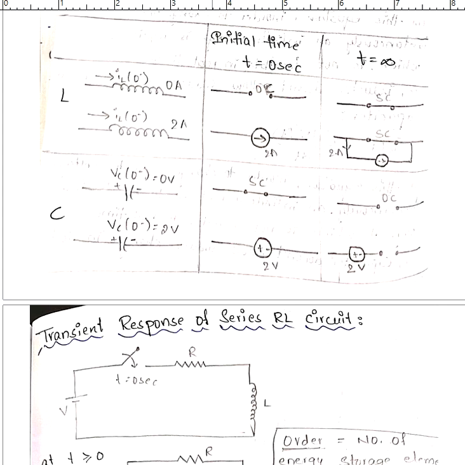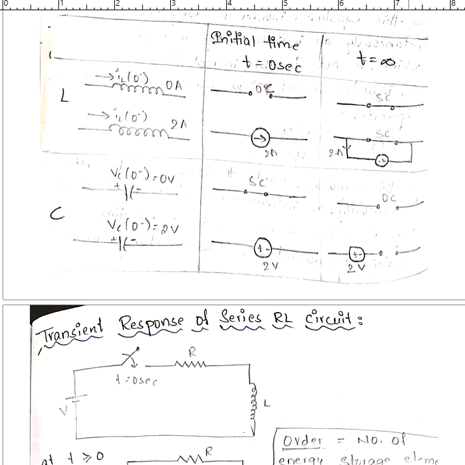So this is the case when there is 0 ampere current before the switching action, that is at 0 minus time. Suppose that current is not 0 amperes, if it is 2 amperes, then at time t equal to 0 seconds, the current will be 2 amperes. So whatever is at 0 minus, the same current will be there at 0 plus. It means at time t equal to 0 seconds, it is also equal to that particular value.